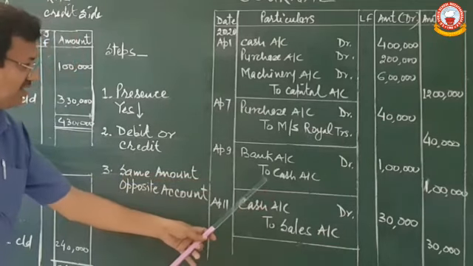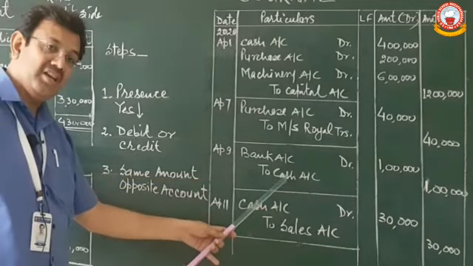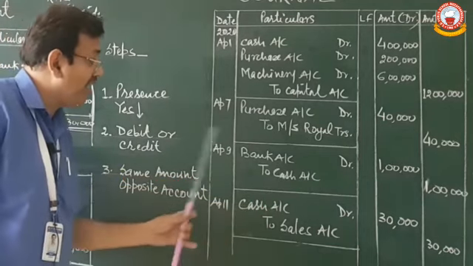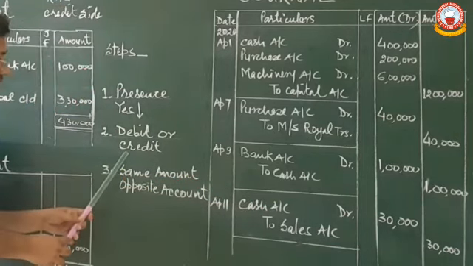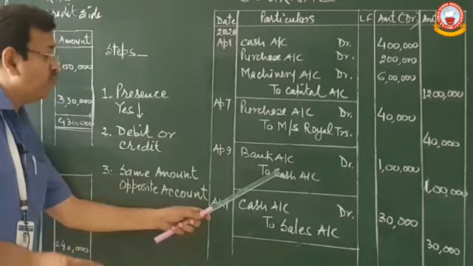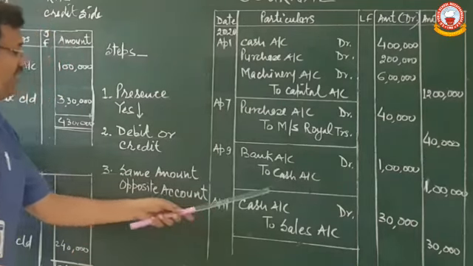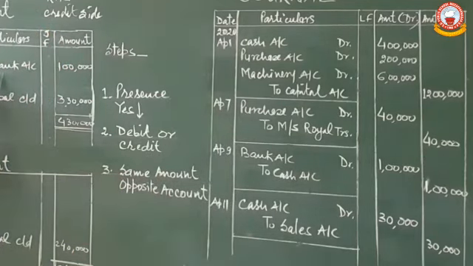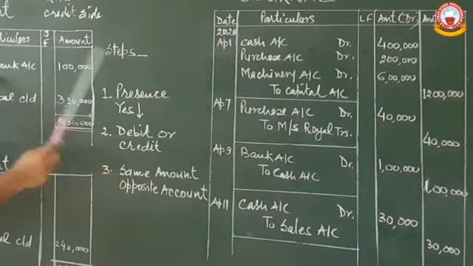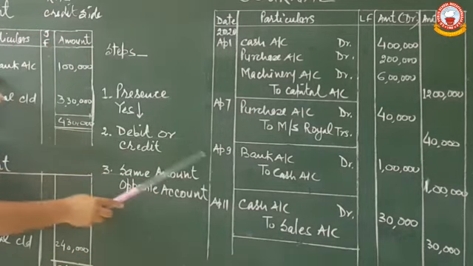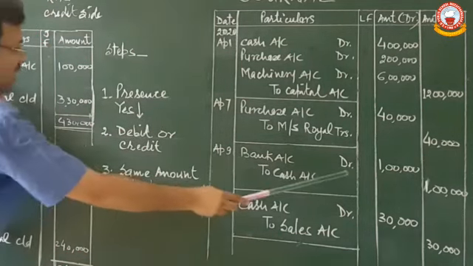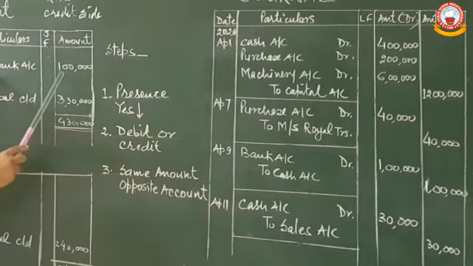Next journal entry, bank account debit to cash. Yes, cash is present. Where? Debit or credit? It is credit. So we have to post this entry in the ledger on the credit side. April 9, by bank account, opposite account, same amount, opposite account.